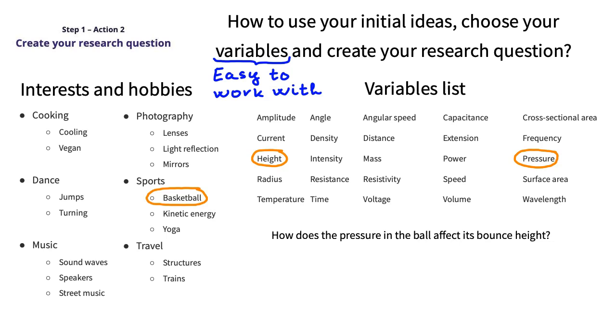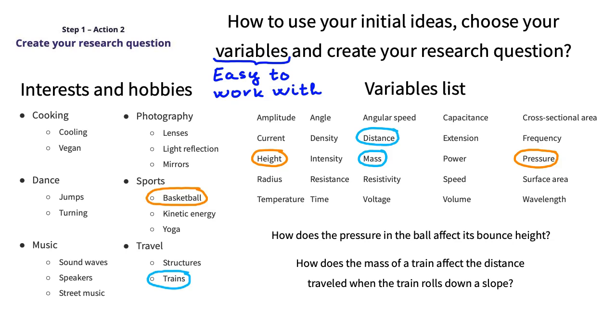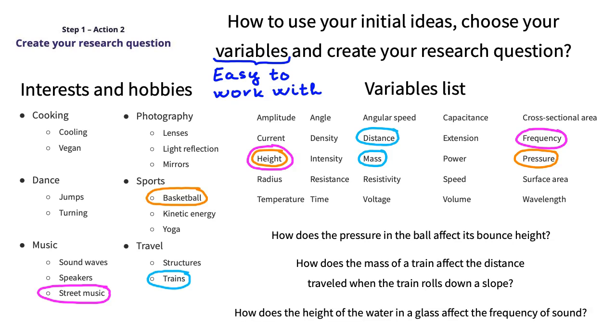In our second example, we'll use trains, mass, and distance to write, how does the mass of a train affect the distance traveled when the train rolls down a slope? Finally, we'll use street music, height, and frequency, and get, how does the height of the water in a glass affect the frequency of the sound wave?